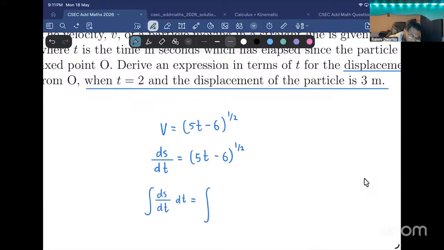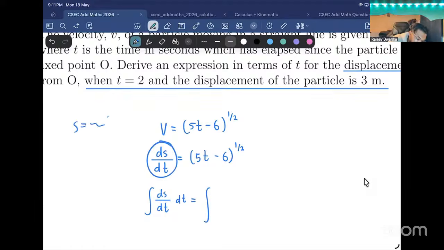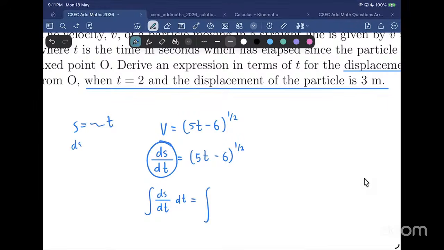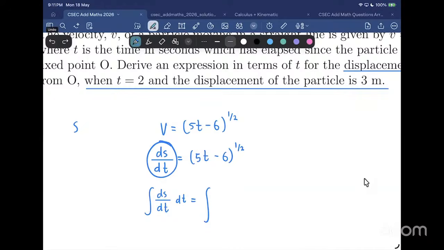Because what does this mean? Imagine you had a function here in terms of t. So s is equal to something in t. Then I would have differentiated to get this. So if I want to go back, I have to integrate.